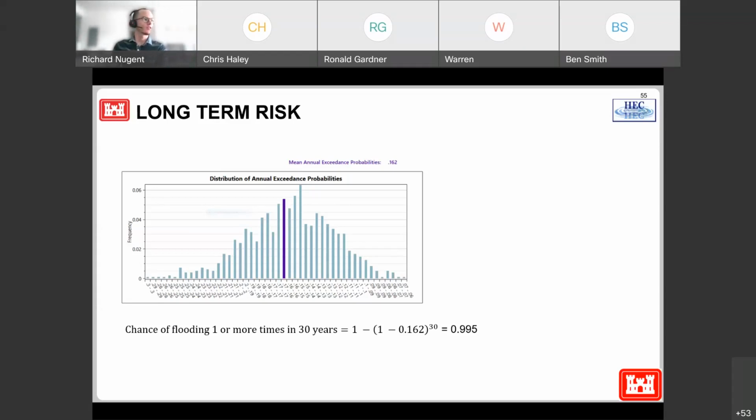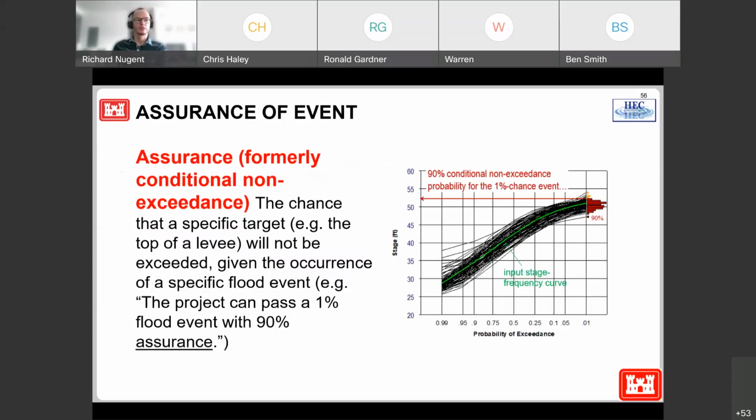Okay, we have one more metric of project performance, and that is assurance. We used to call this conditional non-exceedance probability, but now we're saying this is assurance, same thing. This is the chance that a specific target, so we're thinking about the top of the levee, will not be exceeded given the occurrence of a specific flood event. So we're thinking about with how much assurance can the project pass a 1% flood event, right?